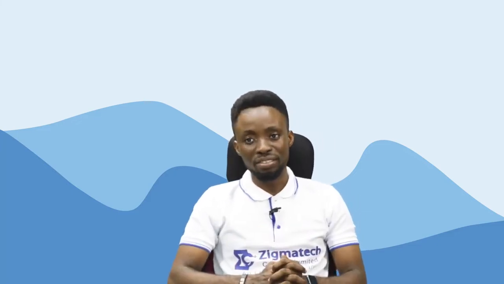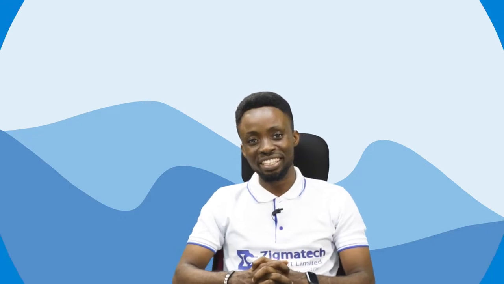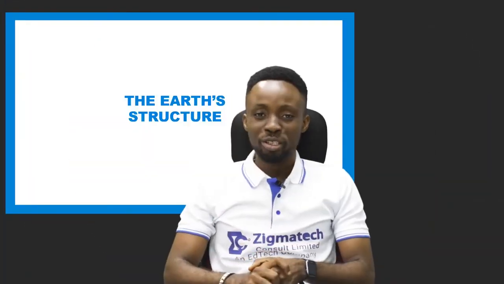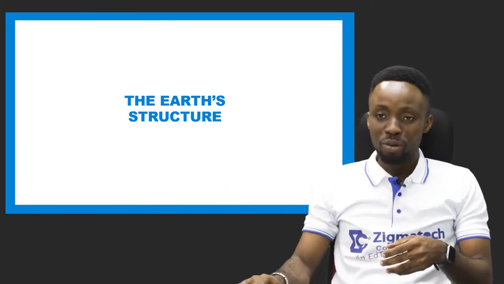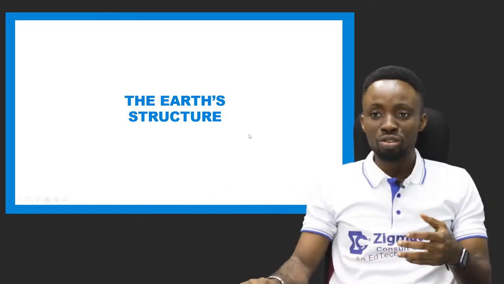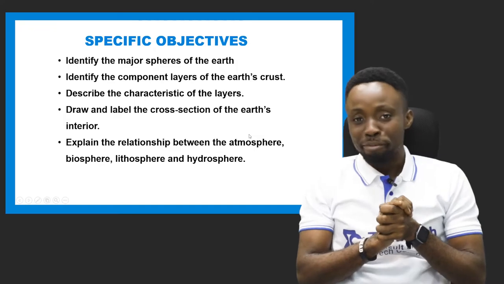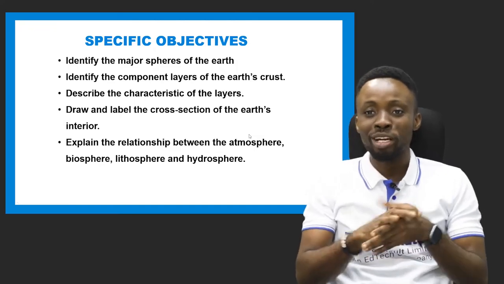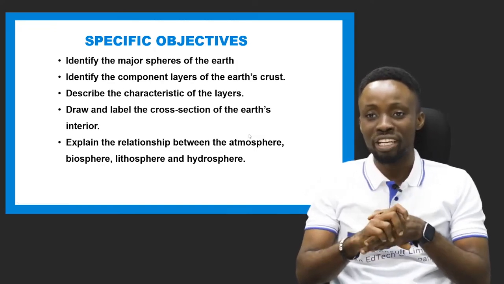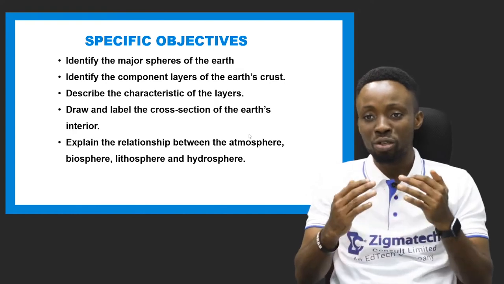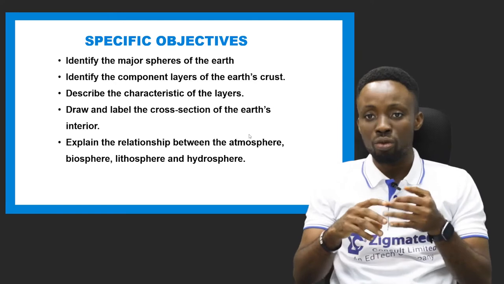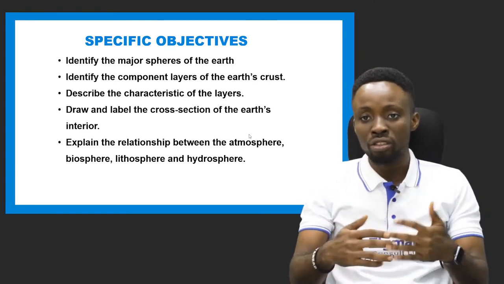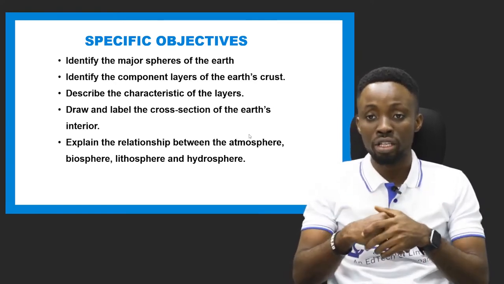Ready for today's class? Okay, let's get started. So in today's lesson, we are going to be looking at the Earth's structure. So let's quickly look at what we have in the menu for today. So today we are going to look at the major spheres of the Earth, and we are also going to look at the component layers of the Earth's crust. Then we'll look at the various characteristics of these layers that we have on the Earth's crust.